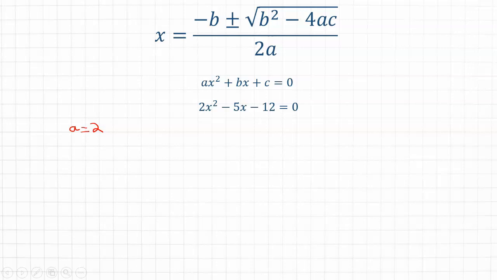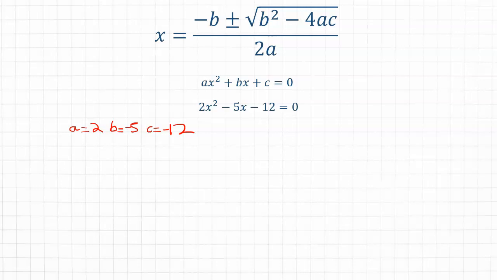The number next to the x term is 5, but the quadratic formula assumes ax squared plus bx plus c, so we choose b equals minus 5. By the same reasoning, we use c equals minus 12. So we have a equals 2, b equals minus 5, and c equals minus 12. The next step is to put the values into the quadratic formula and get our values for x.